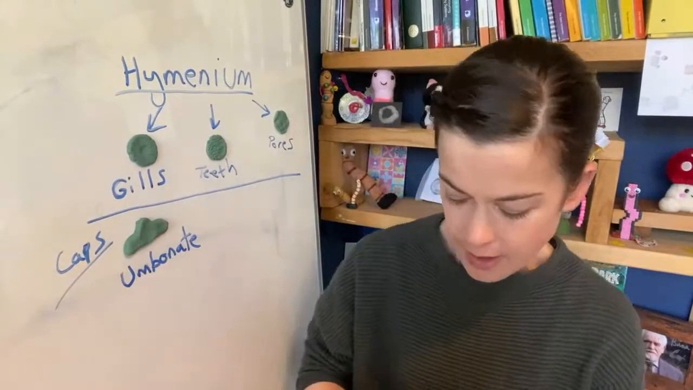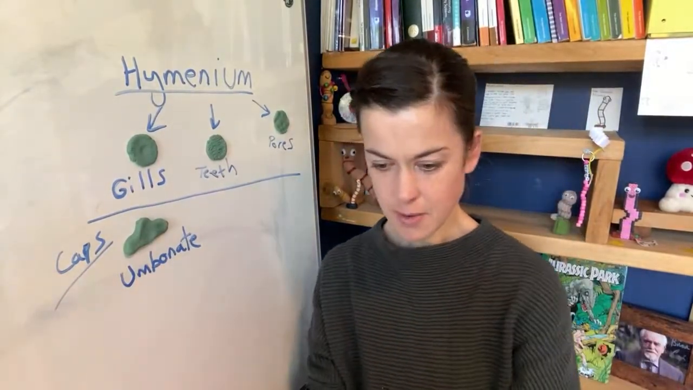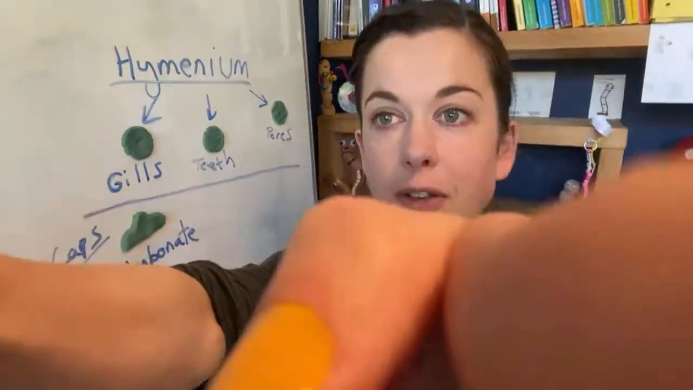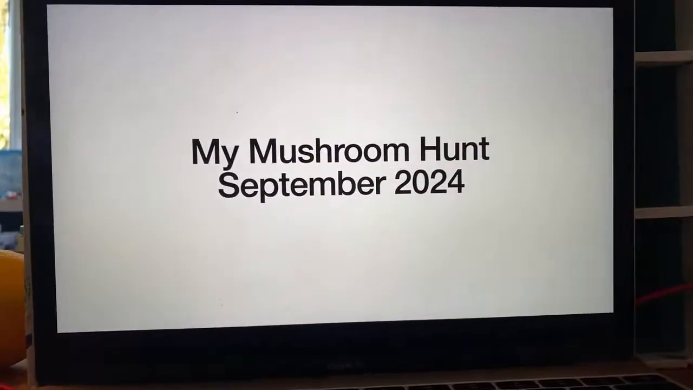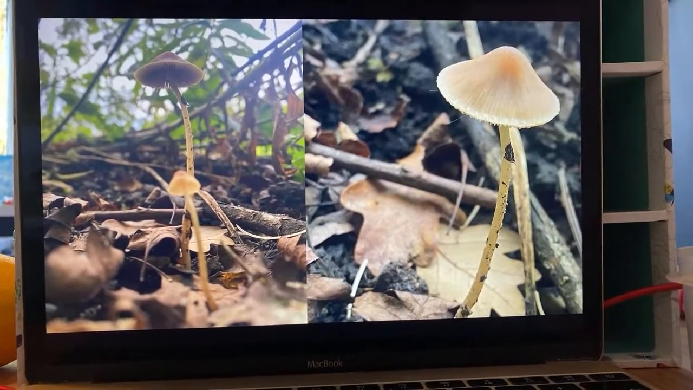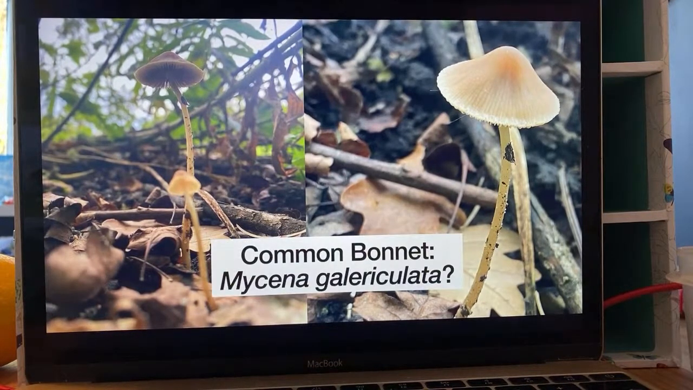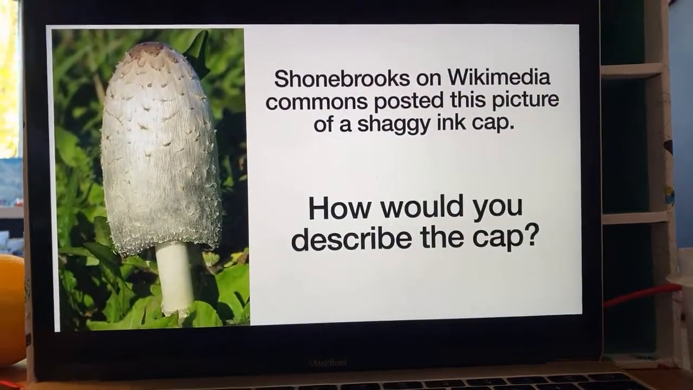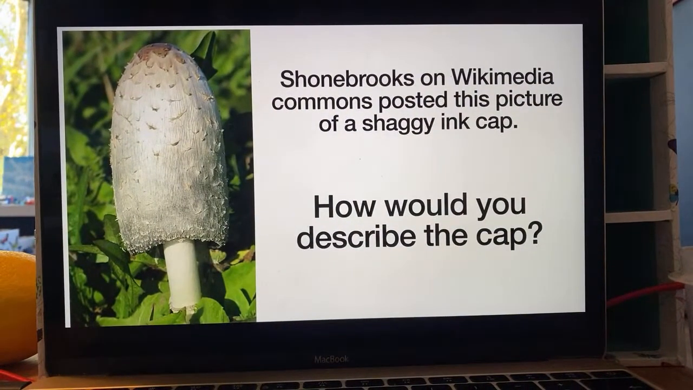So yeah, let me show you an umbonate mushroom that I found on my mushroom hunt a couple of days ago. Here we go, look at this little cutie, it's so cute. And this very clearly has an umbo on the top. I think this is the common bonnet mushroom. I'm not obviously 100% sure, and I welcome people to tell me otherwise, but I think it's what you call a common bonnet.